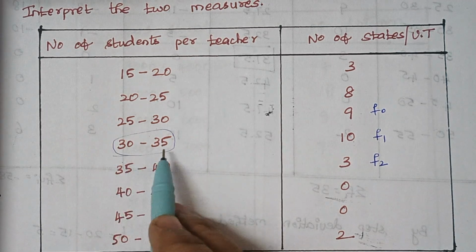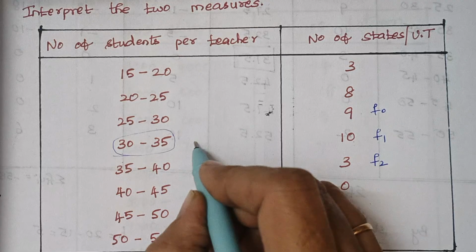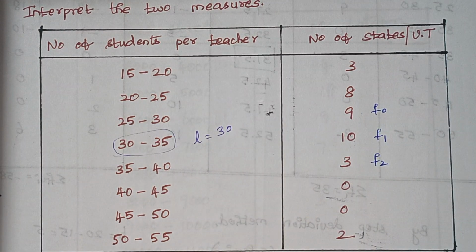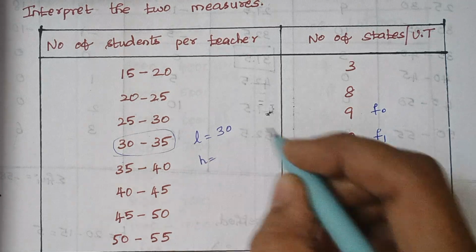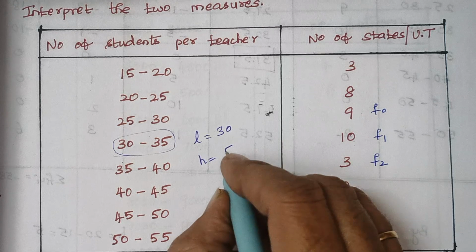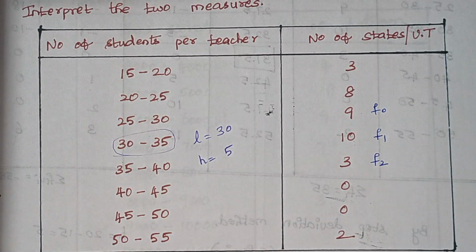Now what is the value of L? Here the least value of the class is taken as L, so L is 30. And what about H? Here H is nothing but the difference between these two, 35 minus 30, which gives you 5. So we have sorted out all the values.